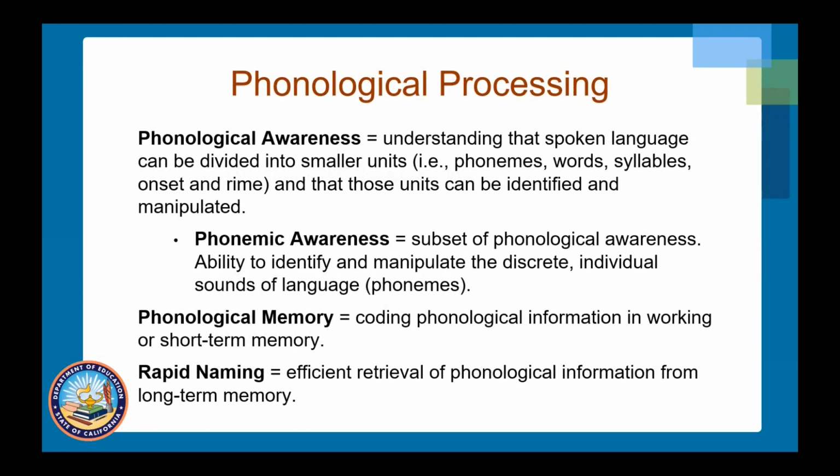The dyslexia guidelines explain that phonological processing involves the interrelationship of phonological awareness, phonological memory, and rapid naming. Phonological awareness is the understanding that spoken language can be divided into smaller units like words, syllables, and phonemes. For example, the understanding that sentences are made up of individual words or that syllables can be combined to create words are expressions of phonological awareness.